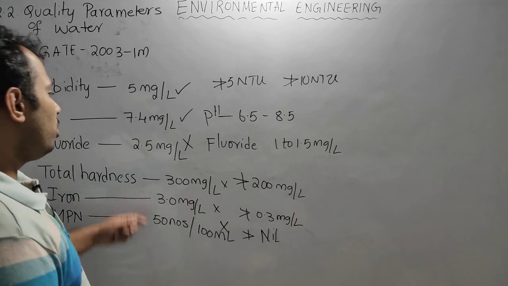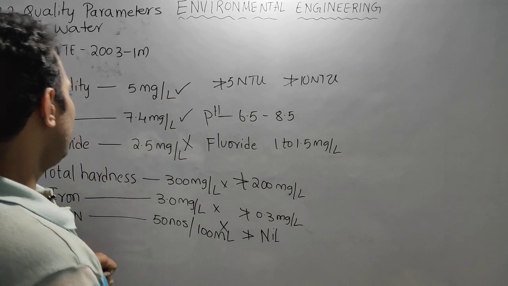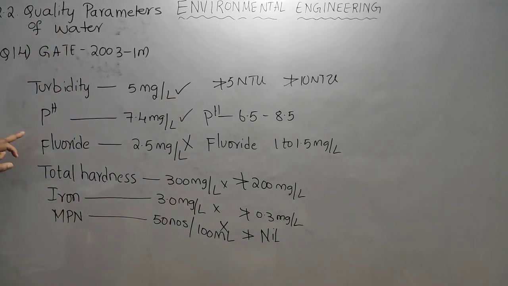So what treatments do we need to do? We need to give the treatments for rectifying these problems. Option A is turbidity followed by disinfection. Option A is wrong because it is passed in turbidity, no need of treating for turbidity. Option B is fluorides and hardness. What about iron and MPN? That is an incomplete treatment. So option B is also not the proper answer.